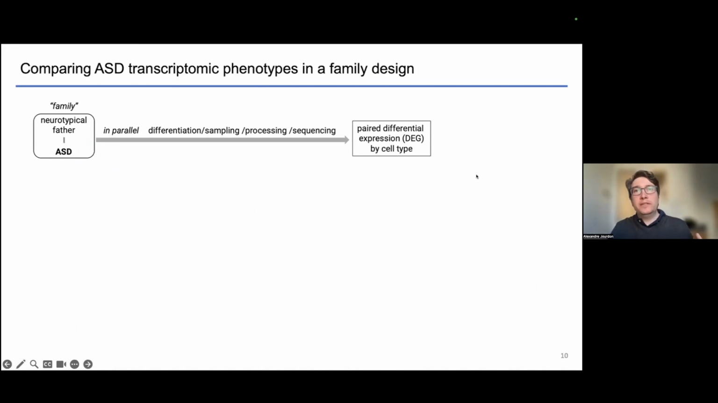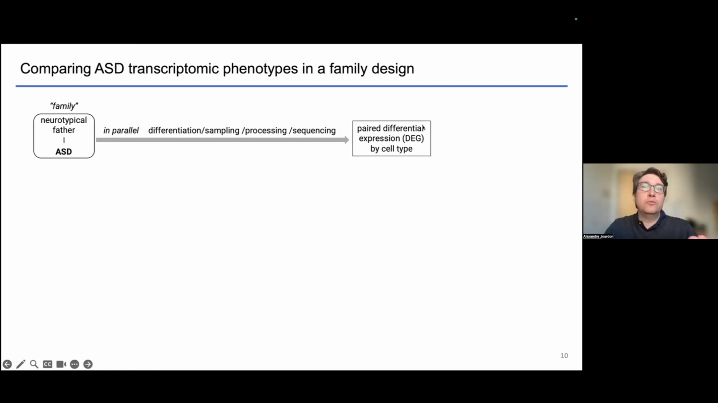So then we attacked the other side that was interesting us. How do we identify the ASD phenotypes? One thing I showed is that since there is no strong divergence between the ASD samples and control samples, we decided to use our family designs to investigate the differential expression between ASD and controls. One thing to really remember in this study is that we tried to differentiate as much as possible the neurotypical fathers and the ASD individuals and did almost everything in parallel.